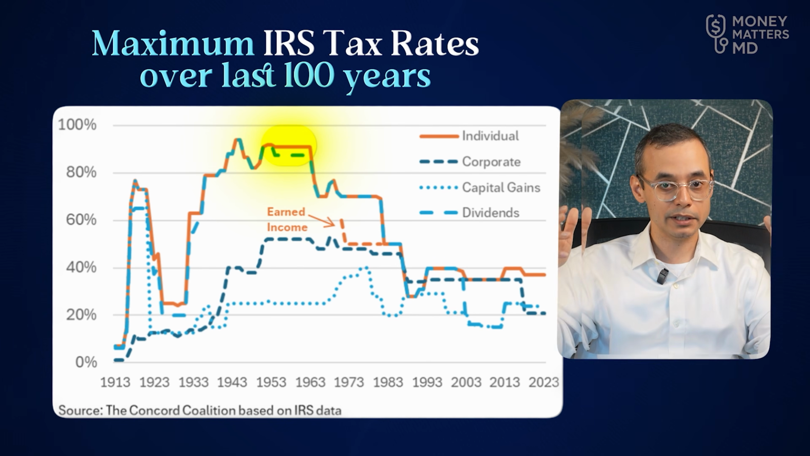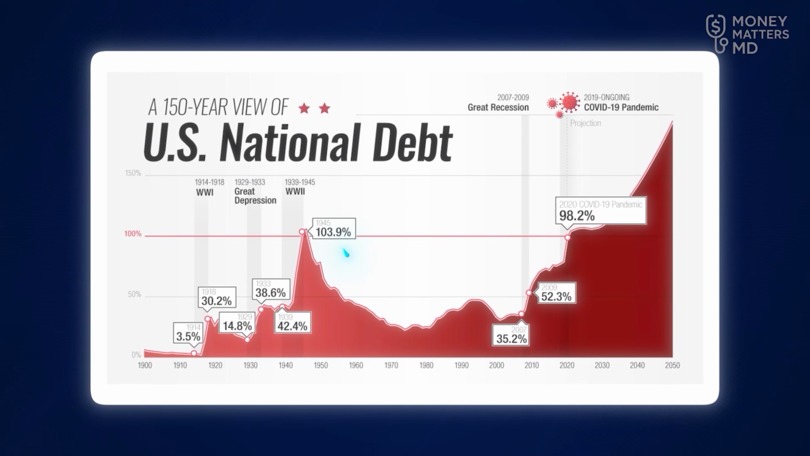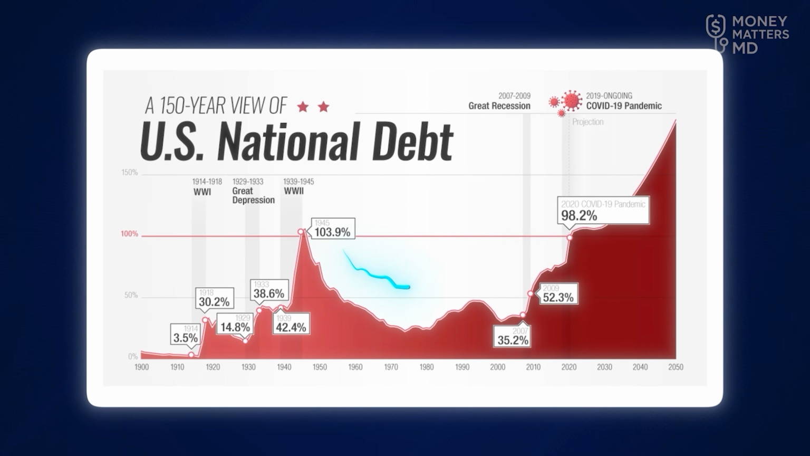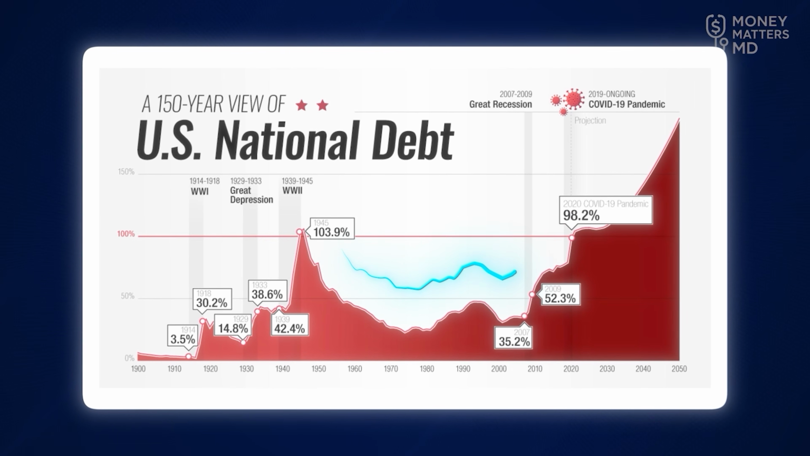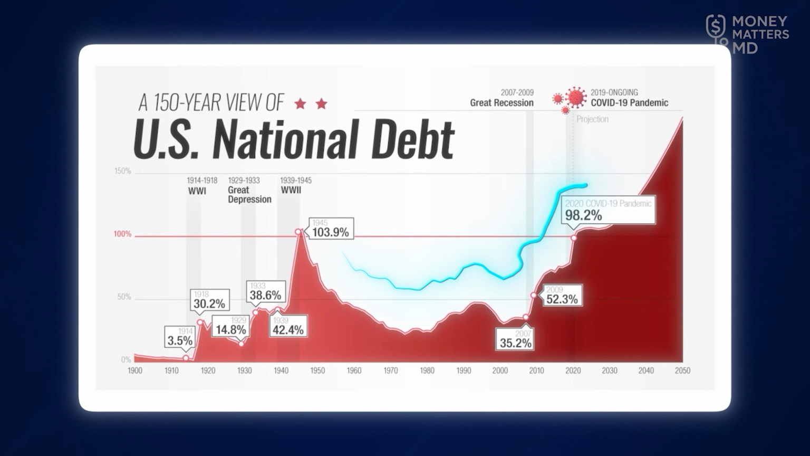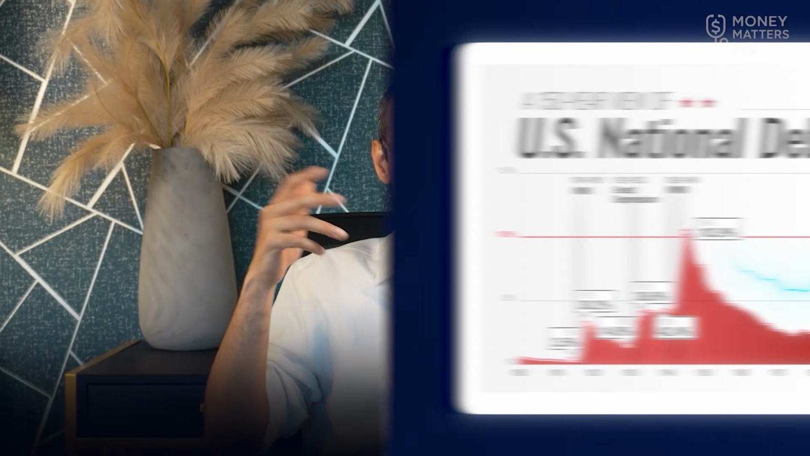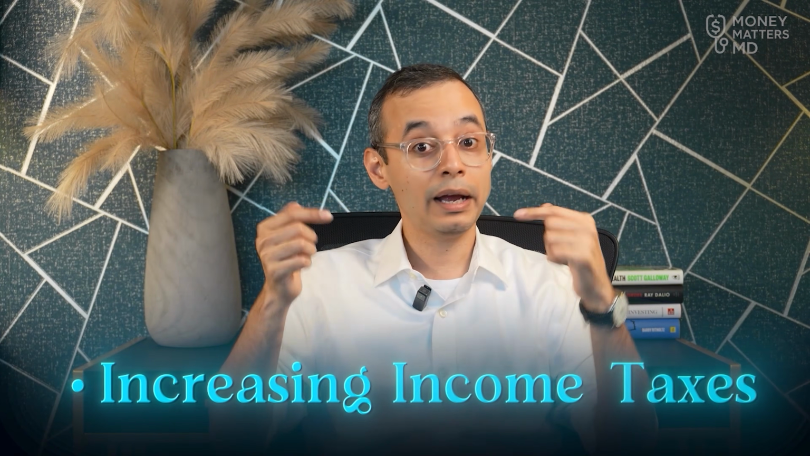The US government is in a massive debt crisis right now, and we've never been in so much debt ever before. We're actually now in more debt than we were back in the World War II times. And the only way the government can pay this debt back is by increasing taxes, by increasing income taxes on you and me.